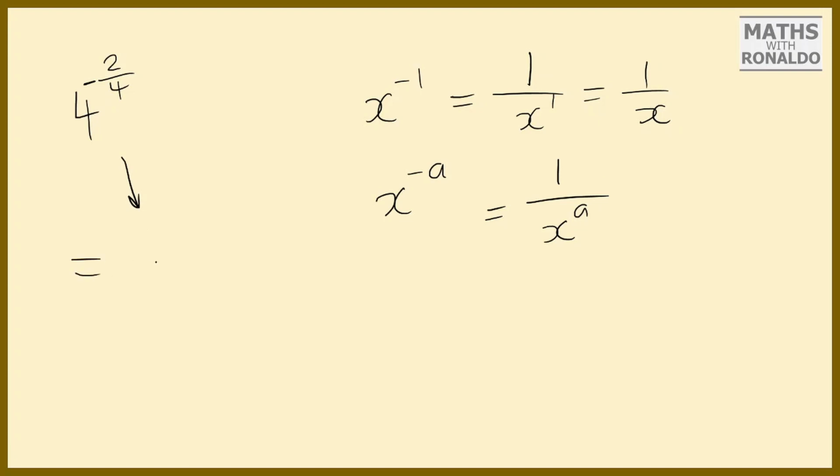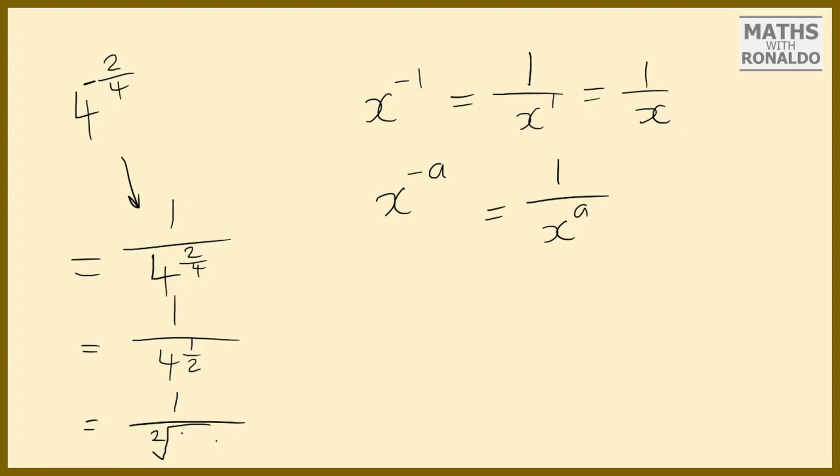We can say that is equal to 1 over 4 to the power of 2/4. And we can actually simplify the 2/4. We can say 1 over 4 to the half. Now 4 to the half is just going to be the square root of 4, and we know that can either be 2 or minus 2. So our final answer is plus or minus a half.